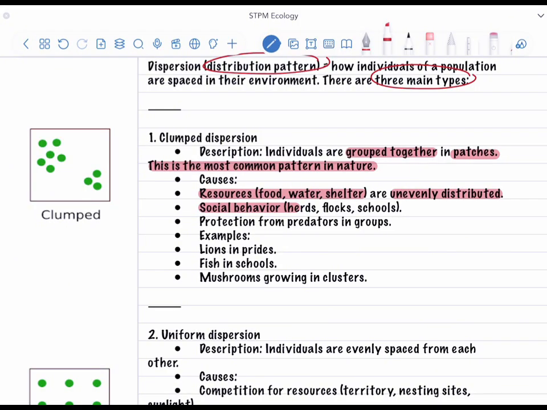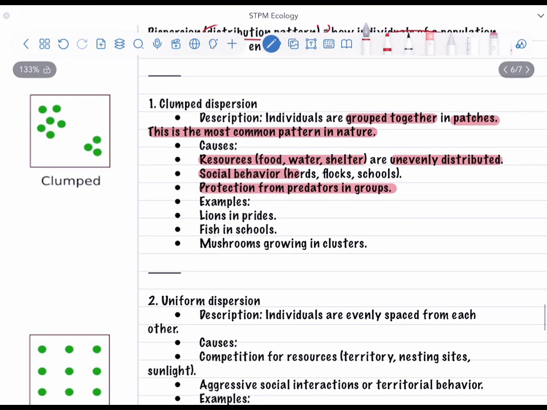So this kind of dispersion also helps them to get protection to avoid being eaten by predators. So the examples of organisms that show this kind of clump dispersion are lions, fish, and mushrooms.